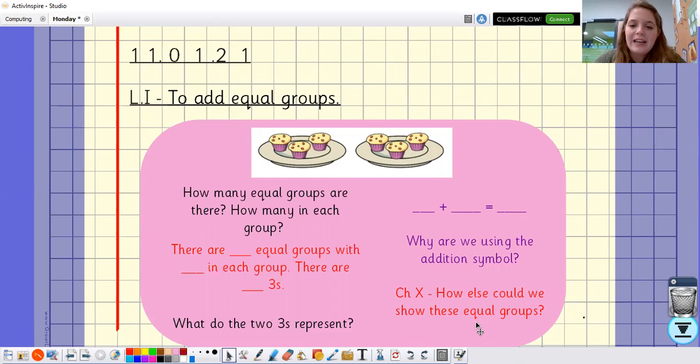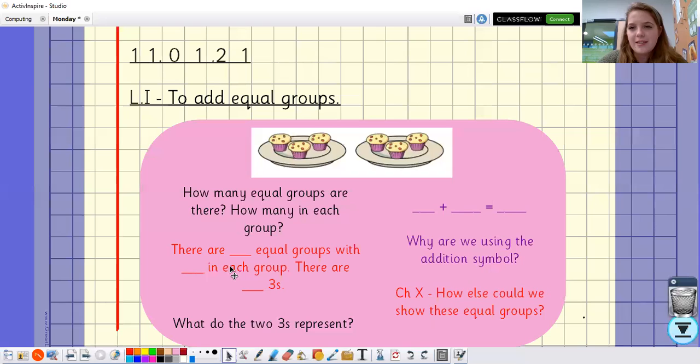Now also as a challenge, if you'd like to try and challenge yourself with this question, like we did last lesson, you may want to try and represent these groups in another way. So how else could we show these equal groups? What else could you draw to represent the same amount?